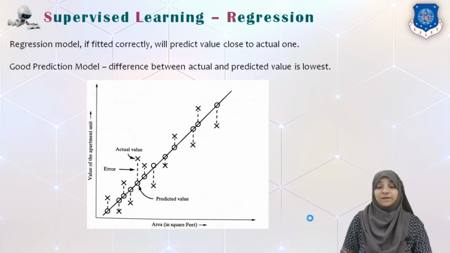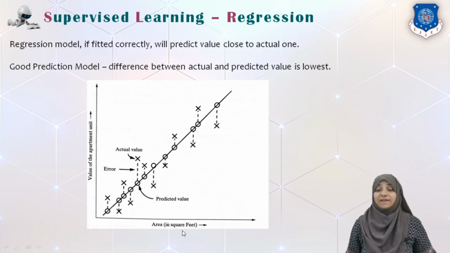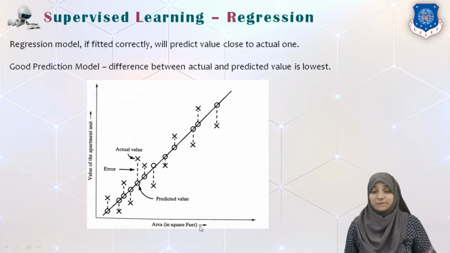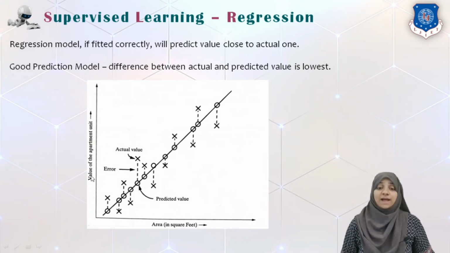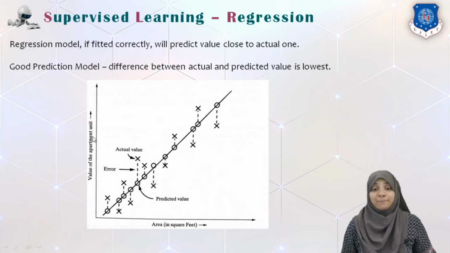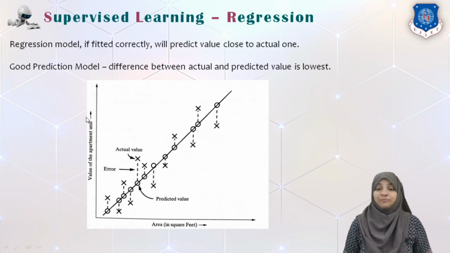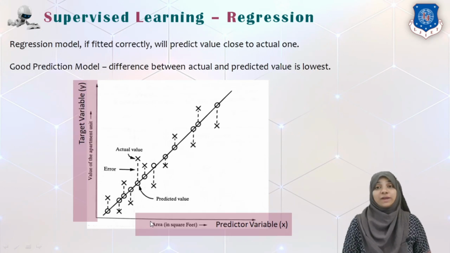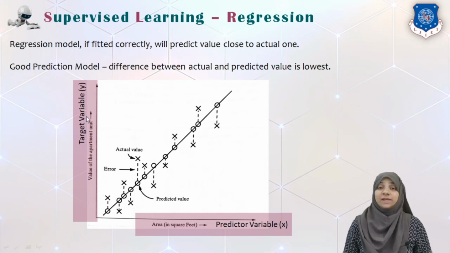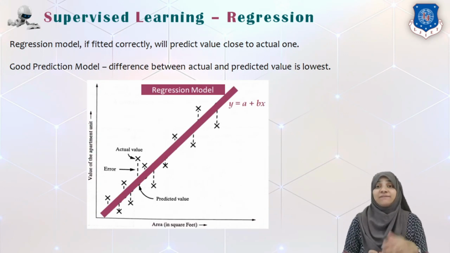Now, let us consider this particular example where on the x-axis we have the area of a particular house in square feet, which is our input variable, and on the y-axis we have the value of an apartment in some units, like lakhs or thousands or dollars or rupees, whatever the unit of that value. This input variable is also called the predictor variable, and the output variable is also called the target variable. A model in regression is nothing but an equation of a line or a curve which defines the relationship between the x and y values.